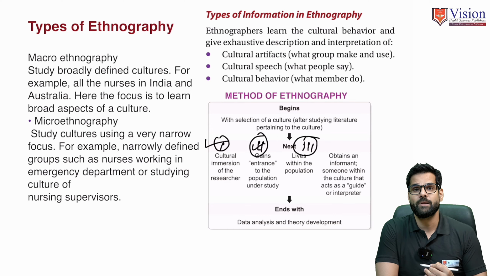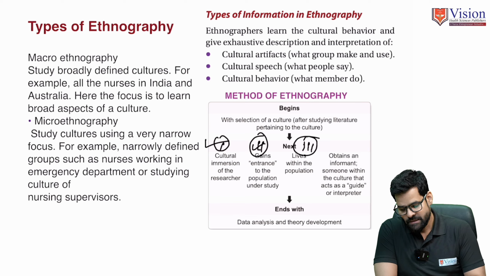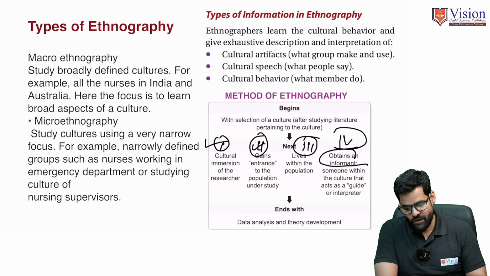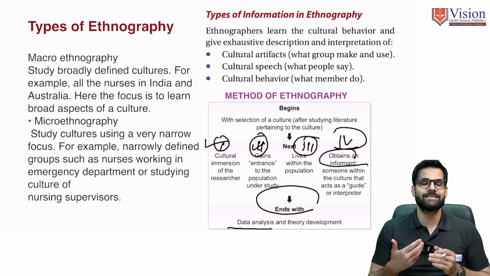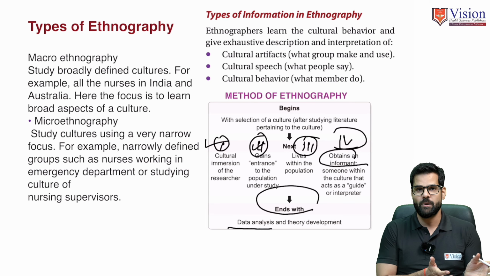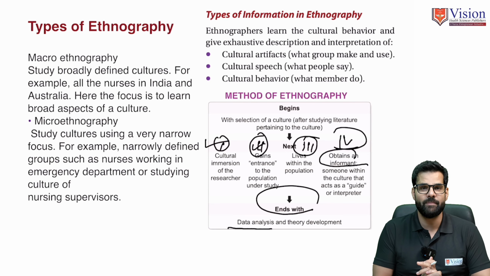Then you live with them. So basically you have to learn their culture. And the fourth point is to obtain the informant and collect the information from them. And finally you end with data analysis. Okay, and you can develop theories or you can describe the themes, like in phenomenological research you can go for thematic analysis.